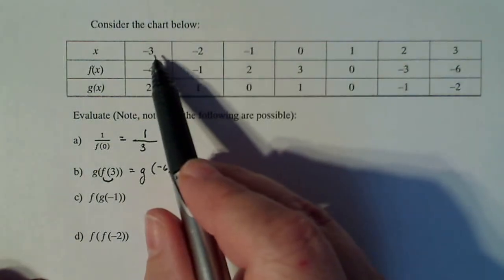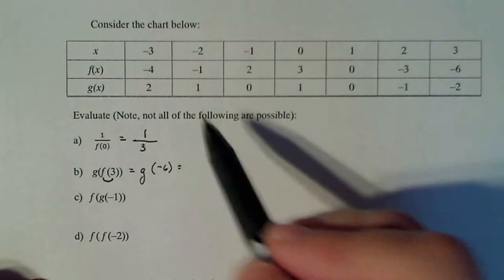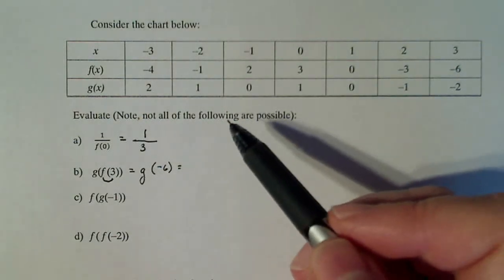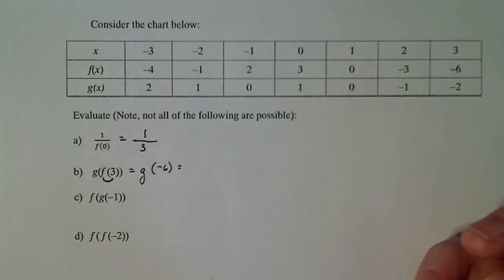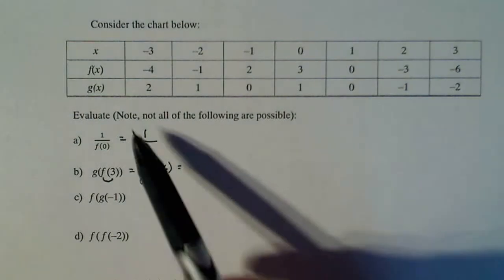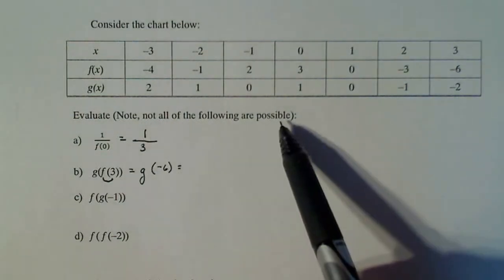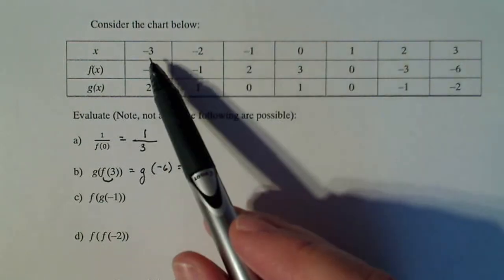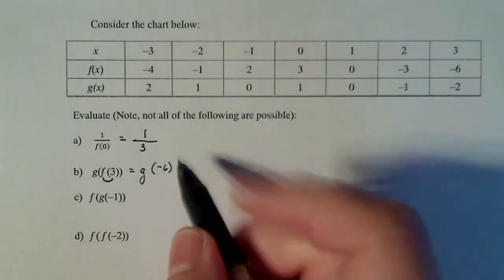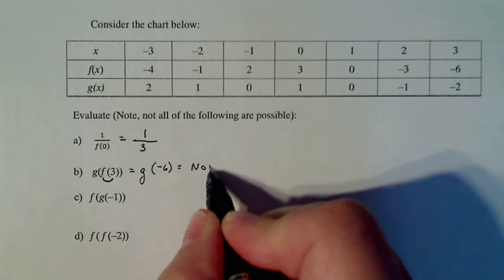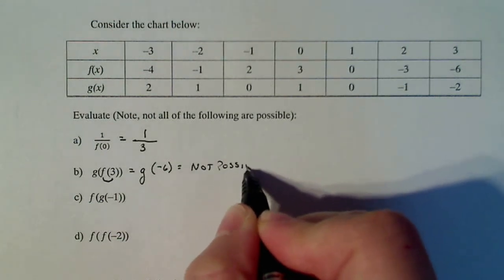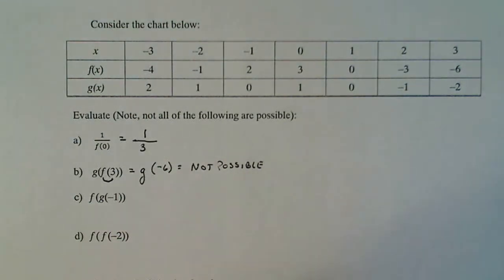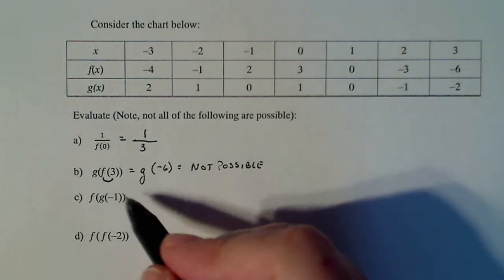You always have to just take into consideration what you're given. Don't assume anything outside of that. That's the mathematics way. Whatever you're given, you use. If it's not there, you can't do anything. But note, not all the following are possible. So g of -6, since I don't have an x value of -6 to match up with anything in g, this is actually not possible, just based on what I'm given.